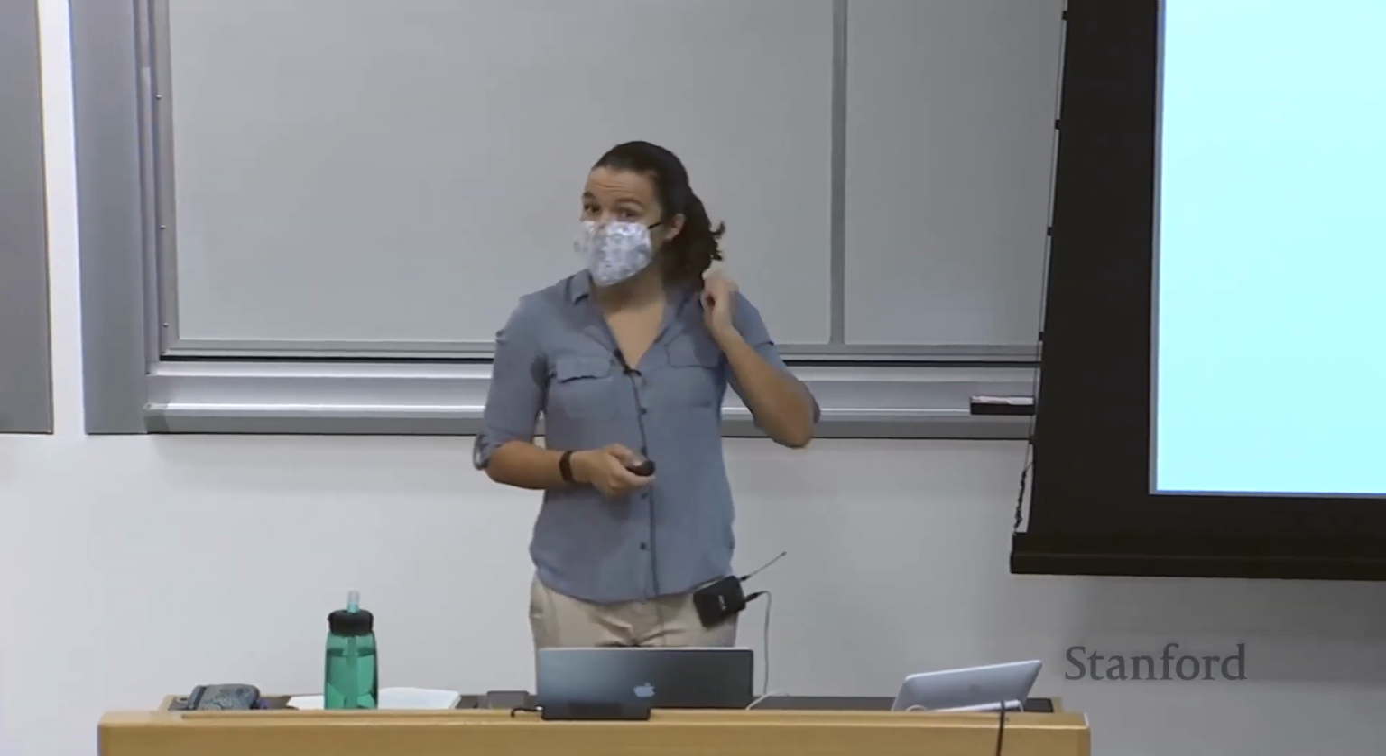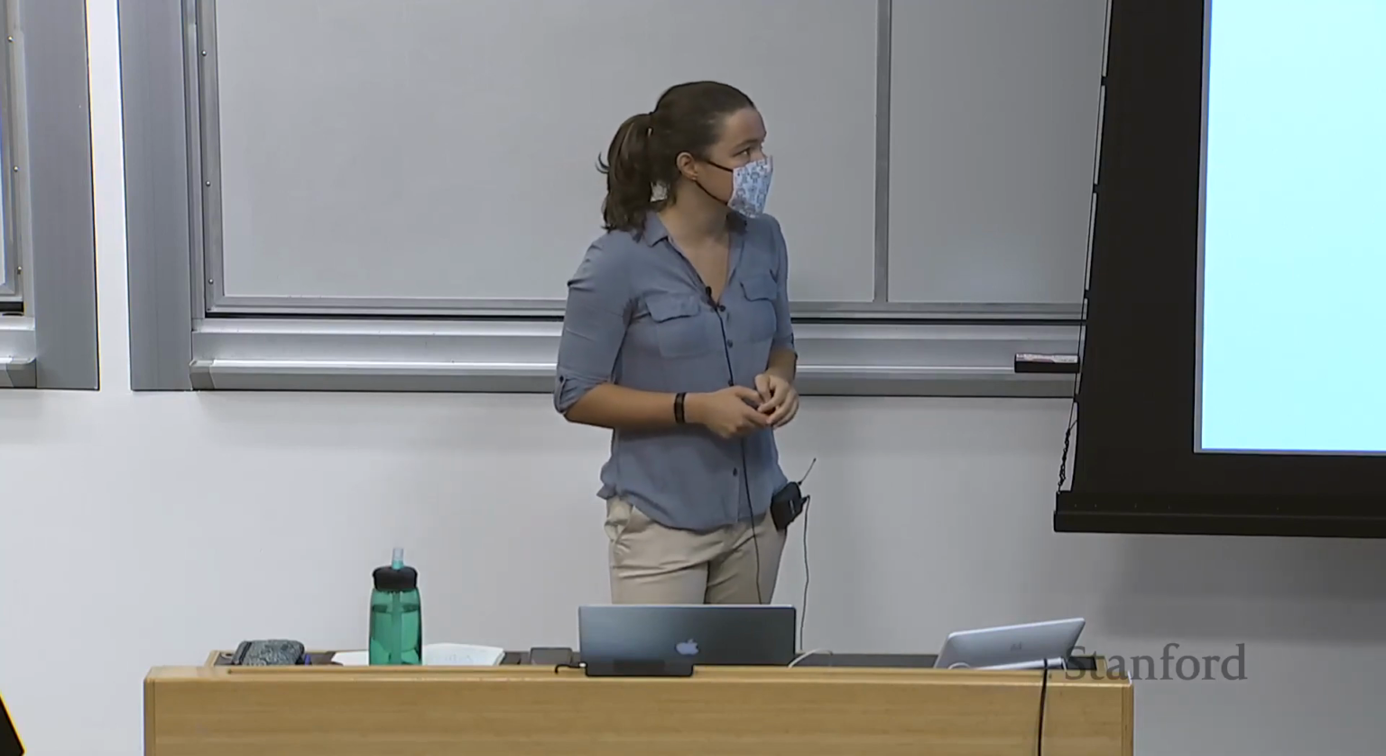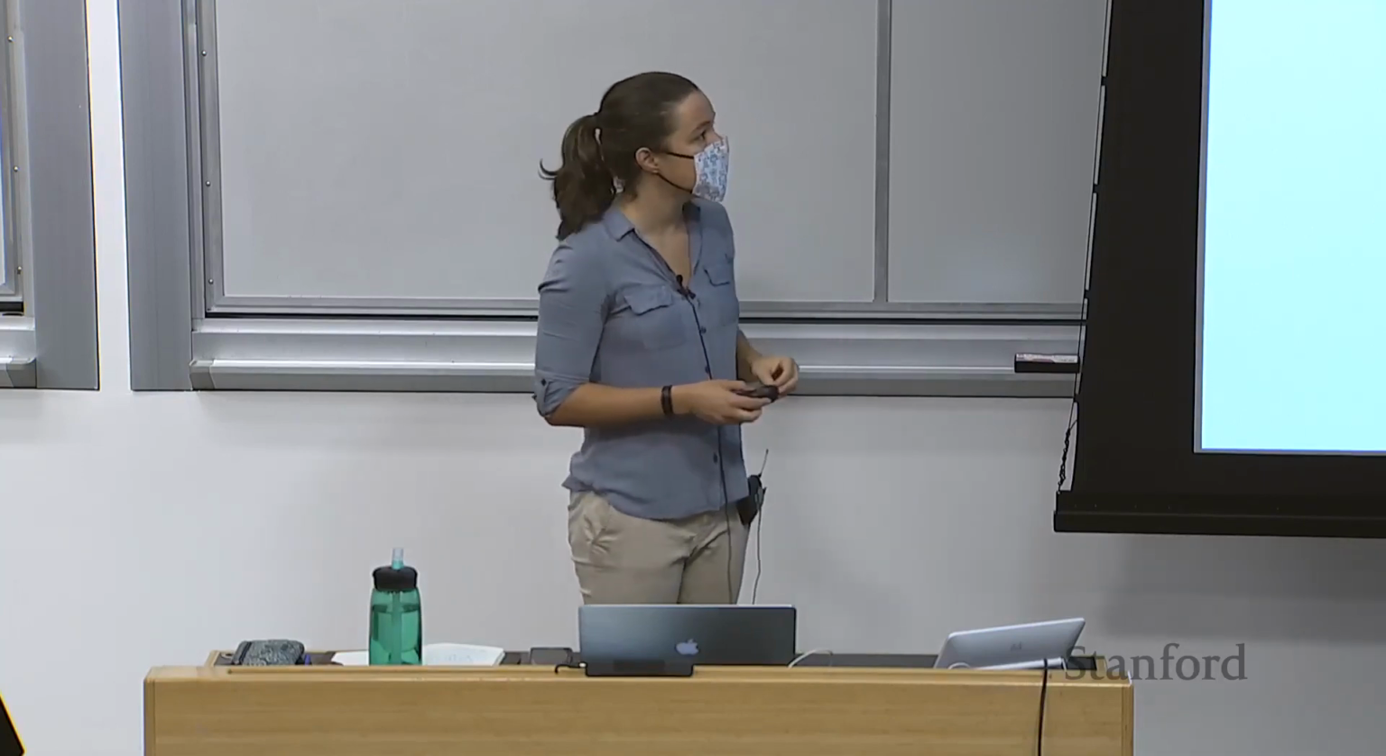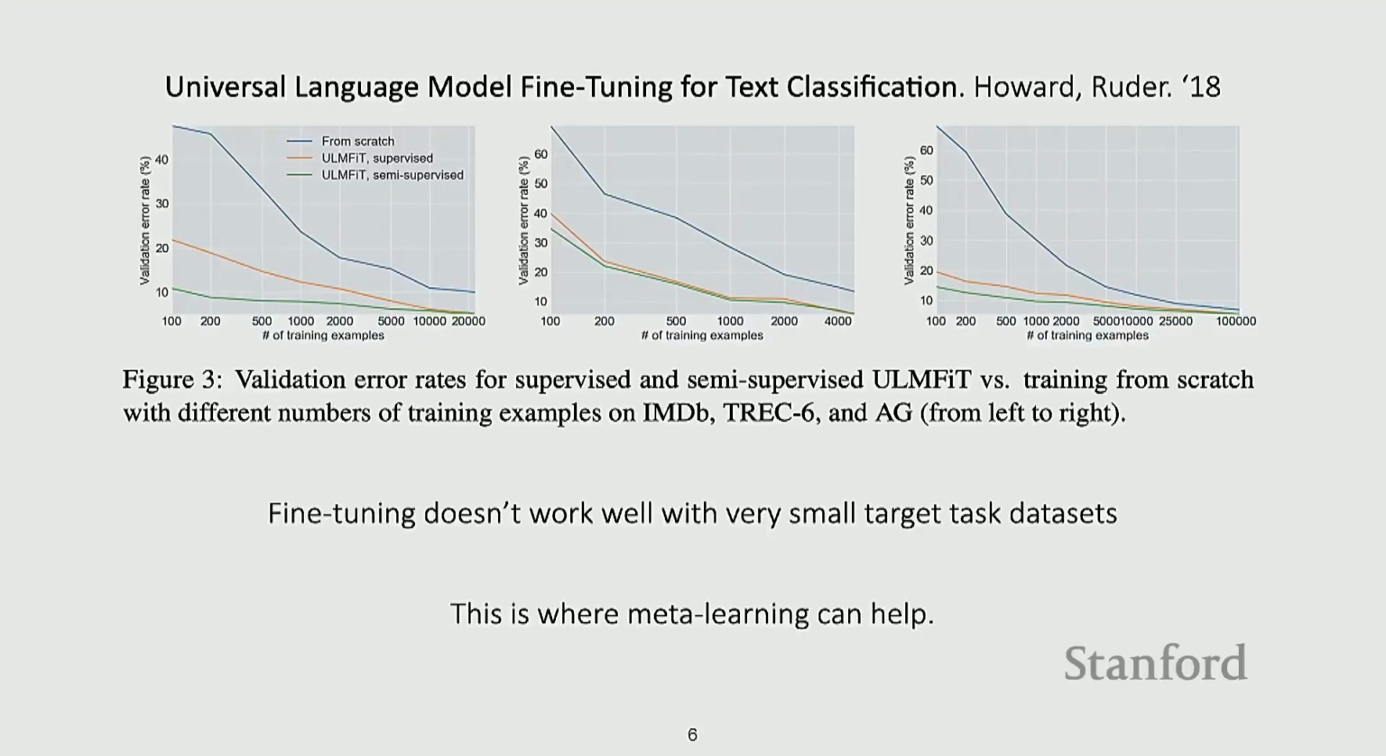One question in the chat. Can you transfer learn across different network architectures? Right. In general, with fine-tuning, you do assume that the architecture for the source task and the target task is the same. You might add a couple layers on top, or you might chop some layers off of the source architecture. But in general, it's going to be a fairly similar architecture. At least the first few layers of the network have to be the same.